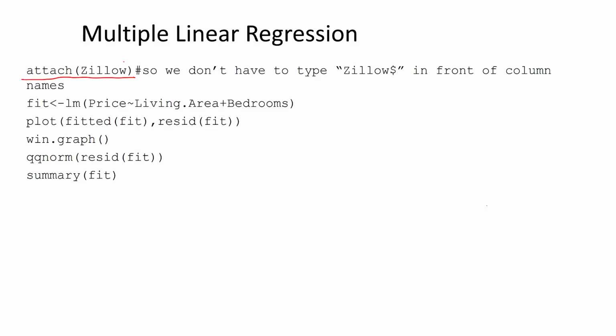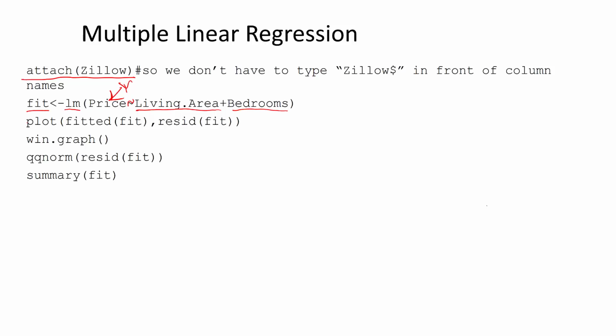Doing that will allow us to not have to type Zillow $ when we're calling in columns. Now we can just refer to the column names just as they're named. So if you take a look at your data set in R, you'll see that living area is named living.area. Bedrooms is called bedrooms. So I'm going to call my fitted model fit. I'm going to use the LM call just like I did in simple linear regression. Do my Y tilde my X's. So tilde living.area plus bedrooms.